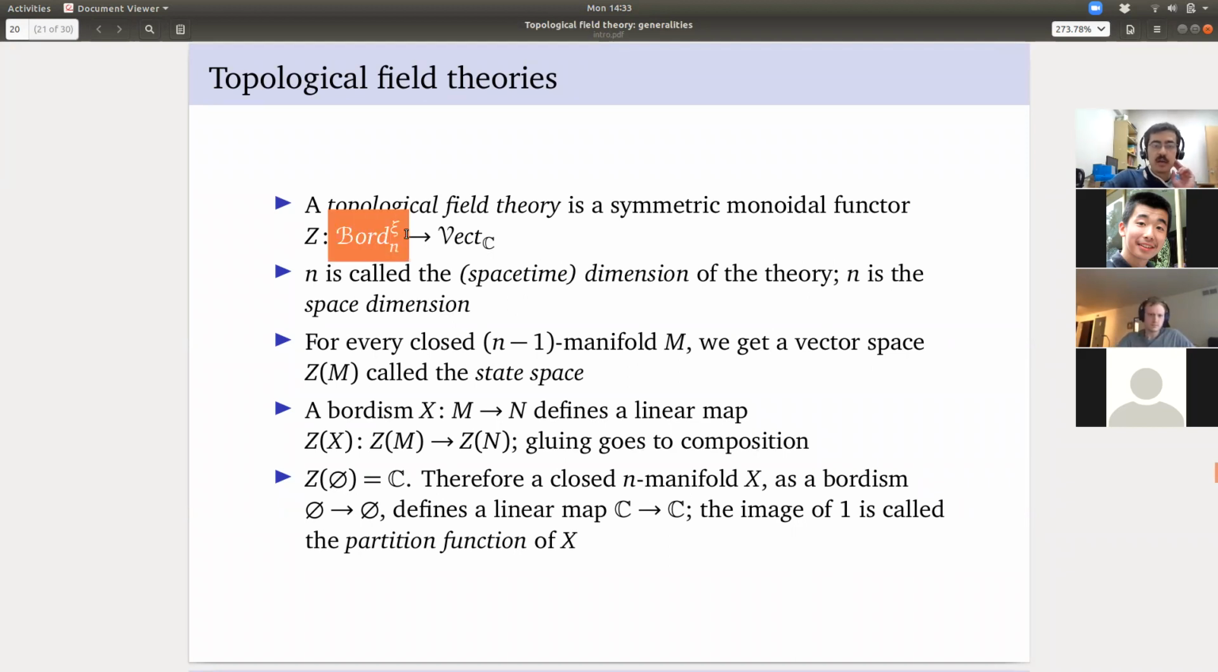In this category, the objects are closed n-1 manifolds, and the Bordisms, the morphisms, are n manifolds. So n is called the dimension of the theory. Oh, geez, this is a bad typo.